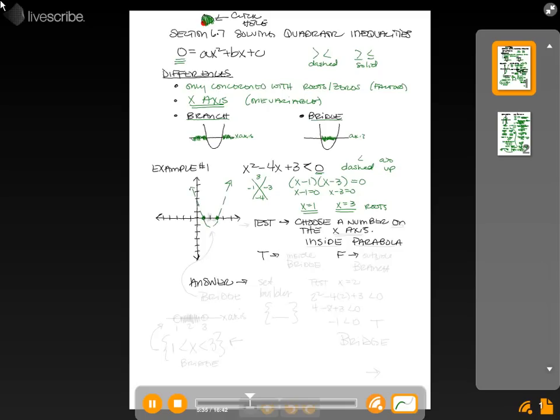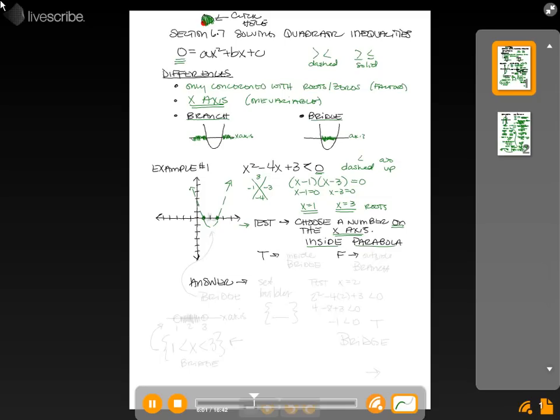Something along those lines. Okay? It doesn't have to be perfect because, again, we're only going to be concerned with the x-axis part of this. Now, we do have to test it because we need to figure out whether it's going to be a branch or a bridge. And to test this, we choose a number that's on the x-axis. Okay? That's important. It has to be on the x-axis and needs to be inside of our parabola.